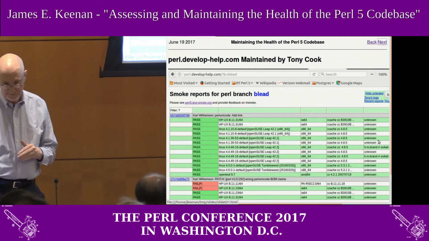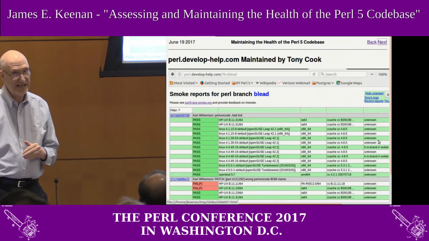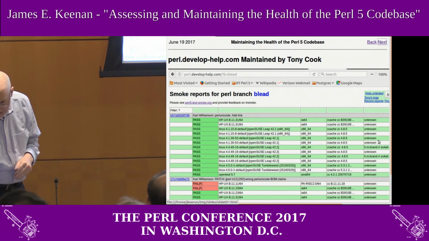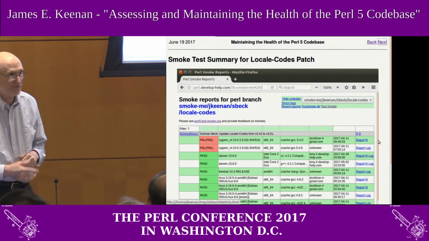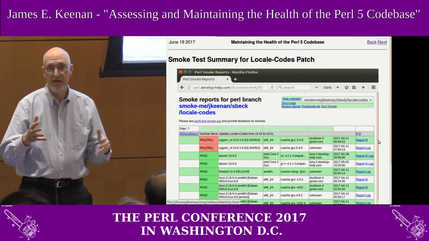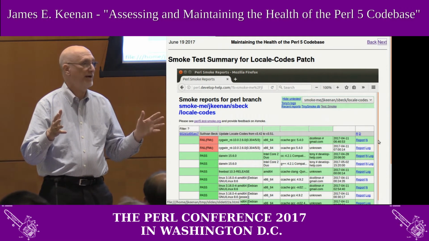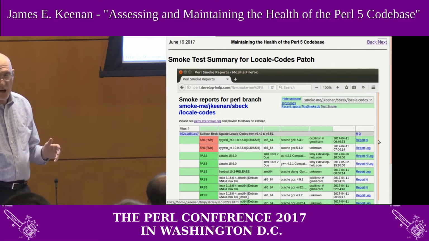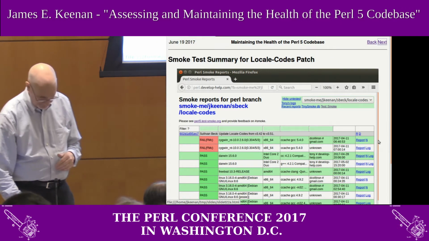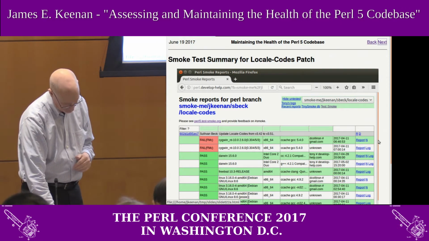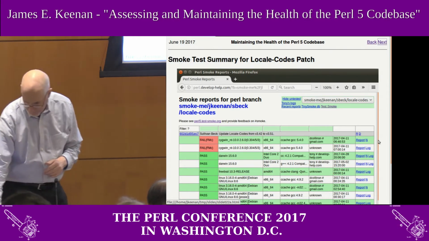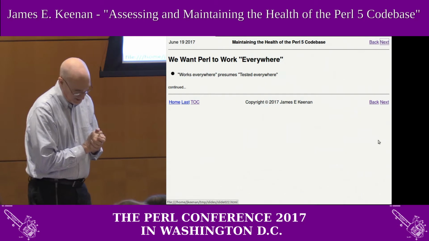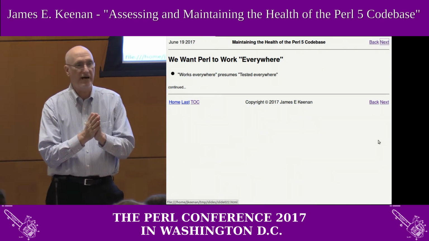So here we see, for example, some late results on the Perl bleed or master branch. And we can even get smoke tests for particular branches. For example, I mentioned that I created a smoking branch for locale codes earlier. We can go to this web page and we can see how well this particular branch did on various operating systems.